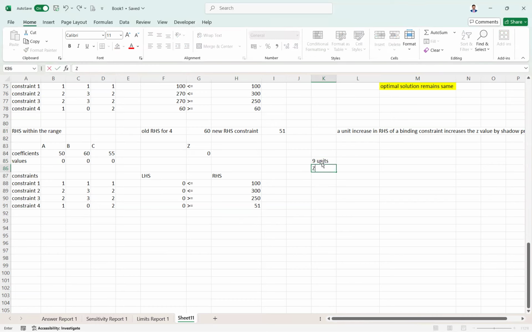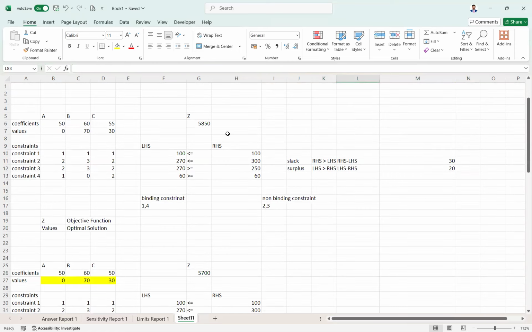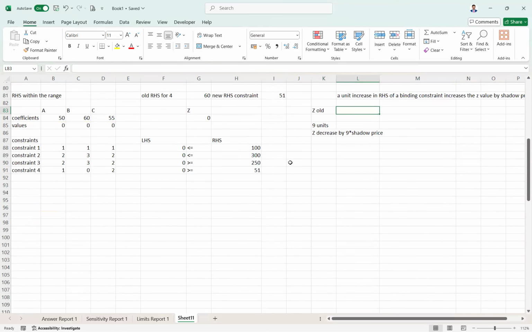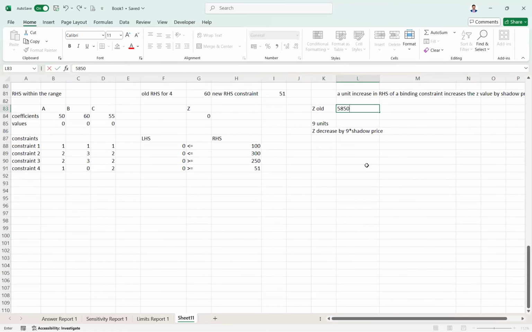So what should happen to Z? Z should decrease by 9 times the shadow price. That should happen theoretically from what we have learned. So what was the old Z? See, 5850. So old Z is 5850. So Z new, theoretically, what should it become?